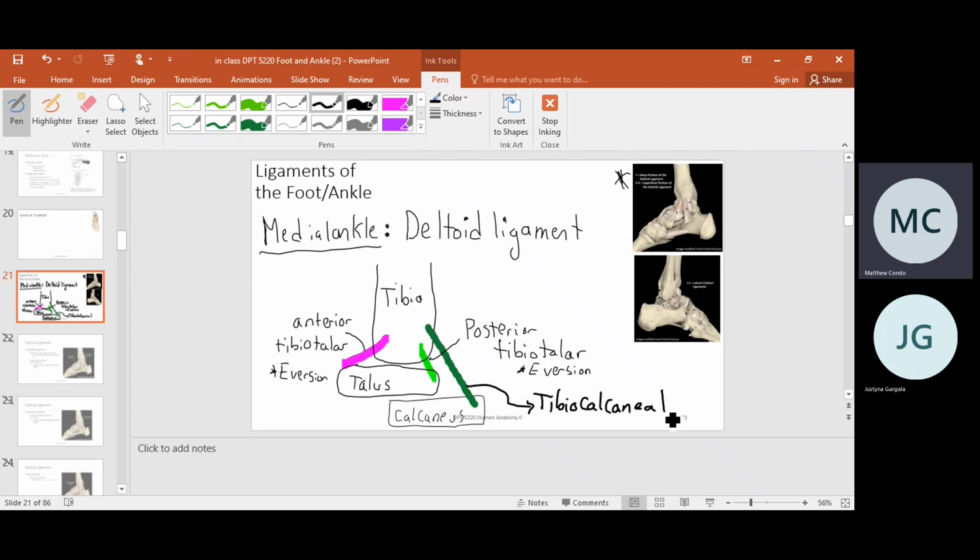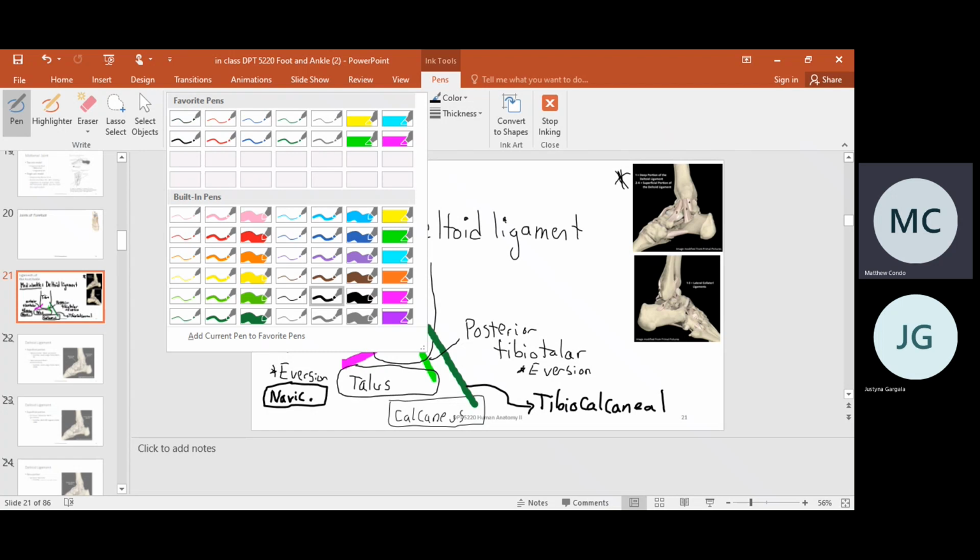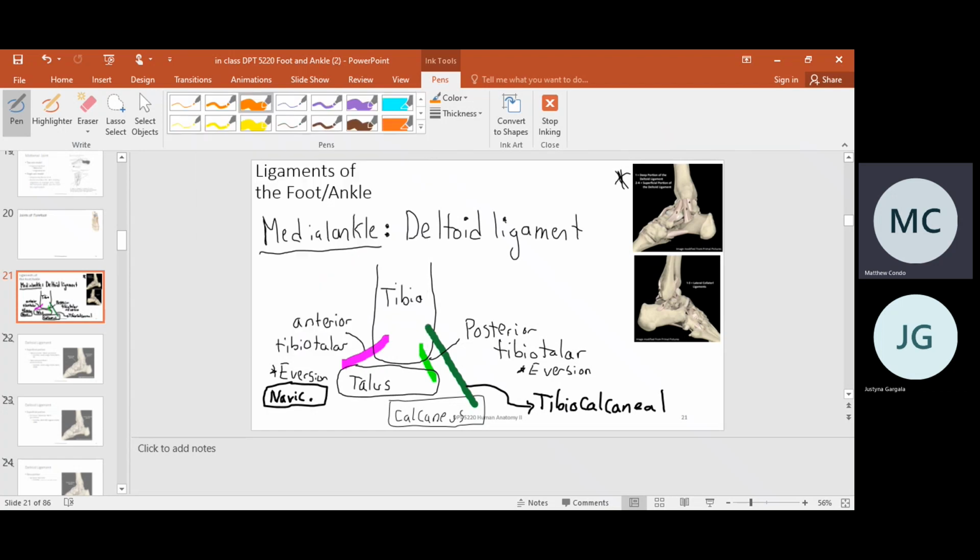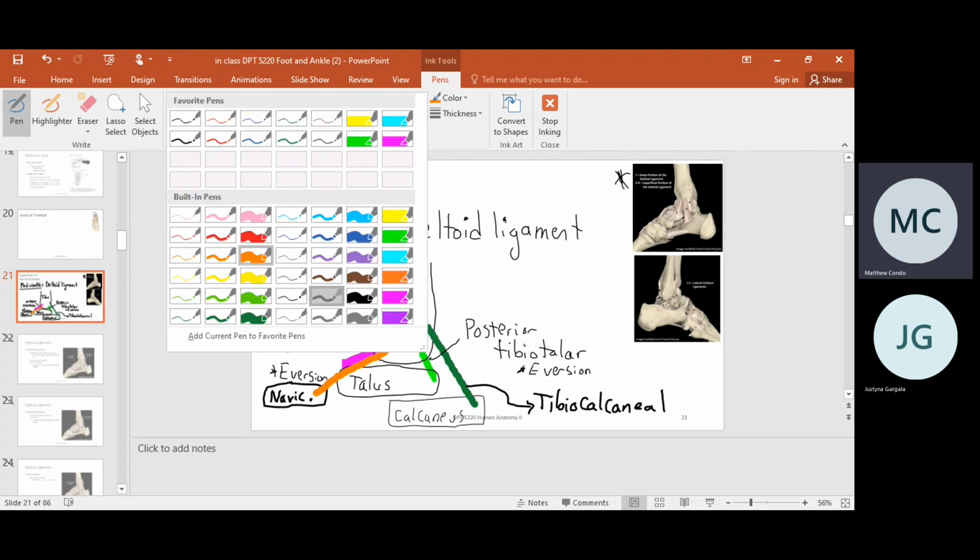The fourth ligament we're going to have here is actually going to attach into the navicular. And this is going to be my tibionavicular ligament. It's not going to attach into my talus. It's going to attach into the navicular.